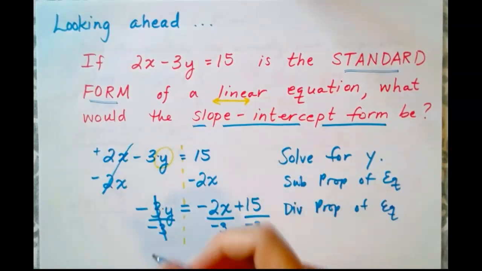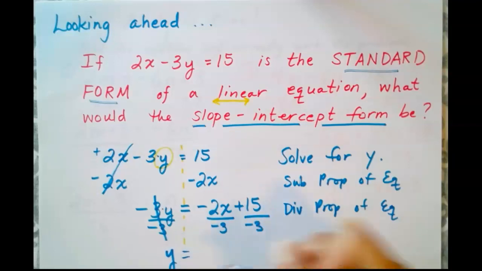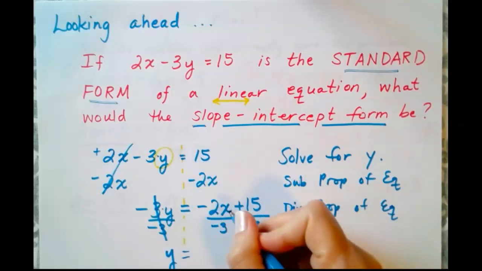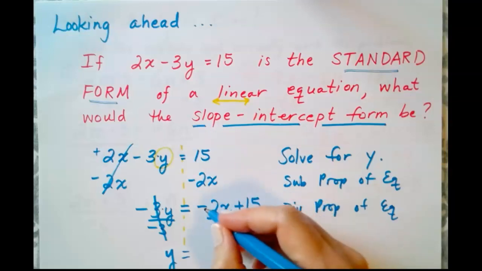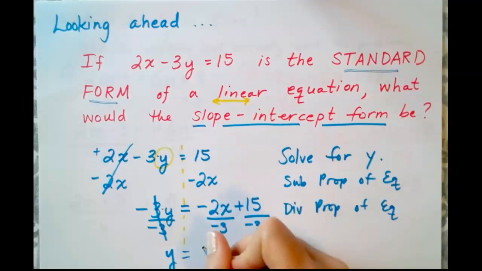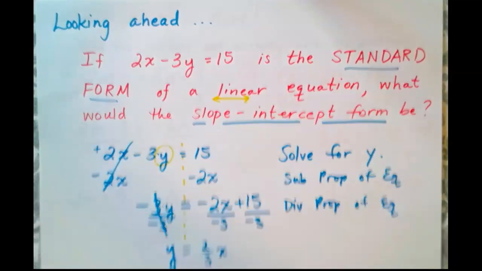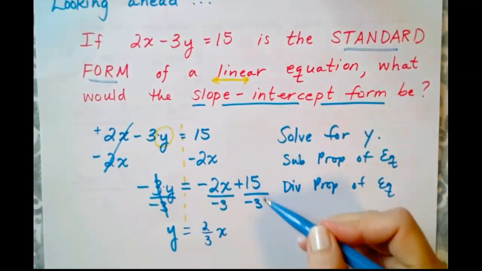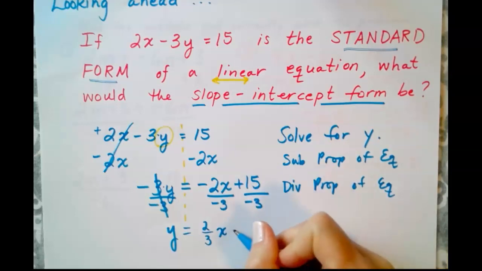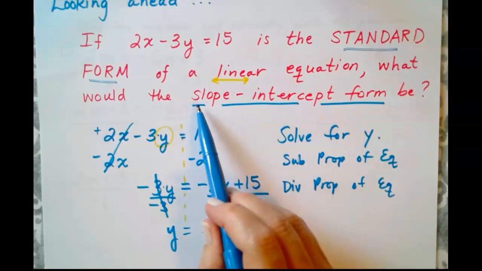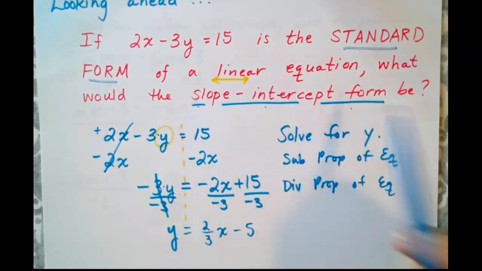It cancels, and we get y equals, the equal signs are lined up, negative 2x divided by negative 3. A negative divided by a negative is a positive. So we get 2/3 x, and then 15 divided by negative 3 is negative 5. So we have put it in slope-intercept form.